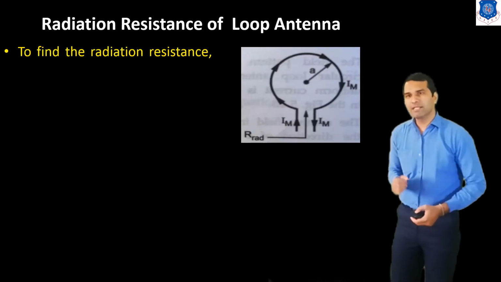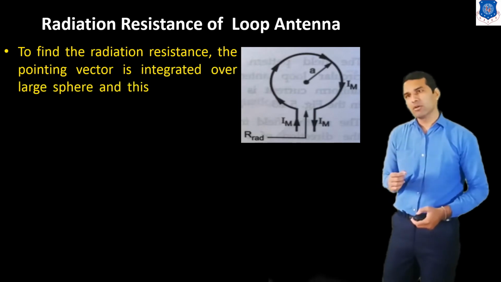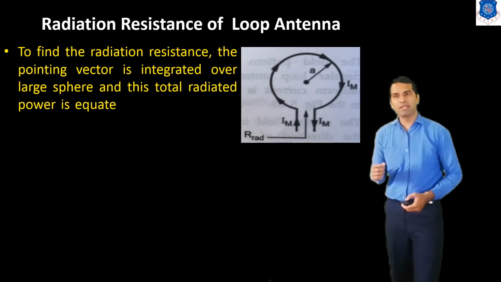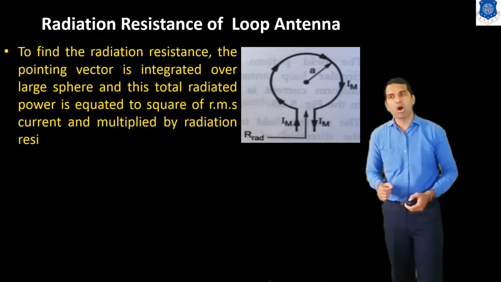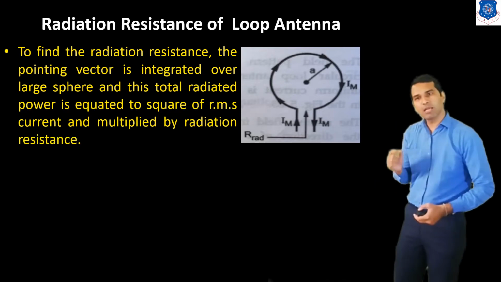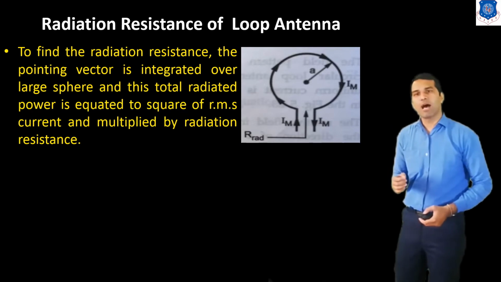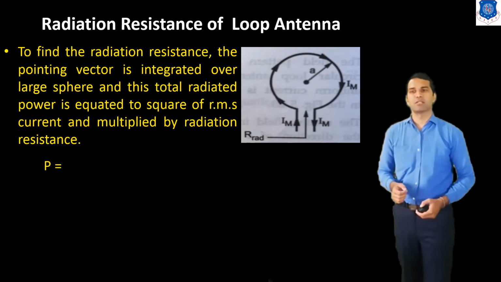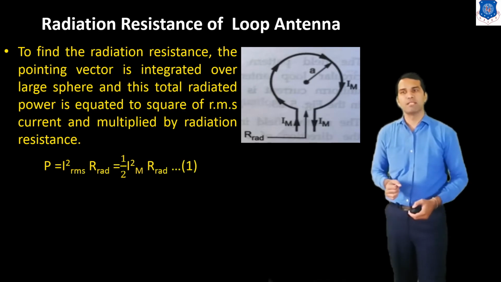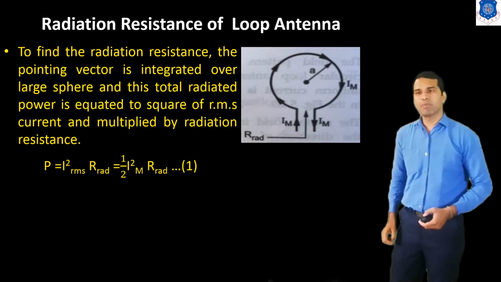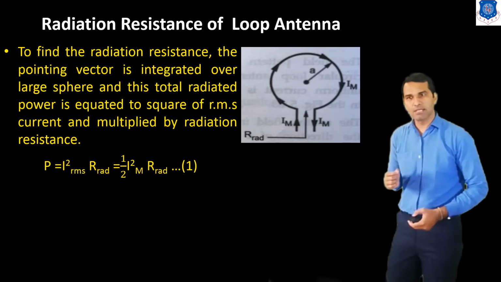To find the radiation resistance, the Poynting vector is integrated over a large sphere, and this total radiated power is equated to the square of the RMS current multiplied by the radiation resistance. So this is the method to find the radiation resistance. From the basic equation, P is equal to I square R, so we can write P is equal to I square RMS into R radiation, that means the radiation resistance.